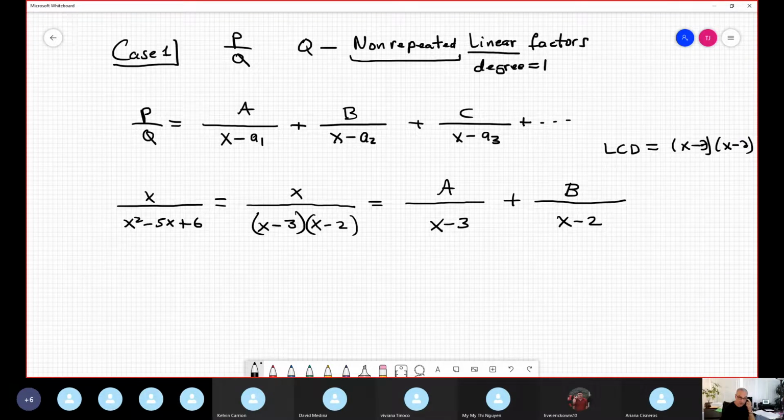On the right hand side we have x equals A times x minus 2, plus B times x minus 3. Good.